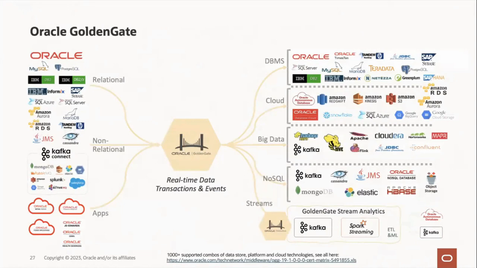So lastly, we have Oracle Golden Gate, which is a data replication technology. Oracle Golden Gate is going to allow you to take data from one source and put it to another one. There's hundreds of connectors, which lead to thousands of combinations.